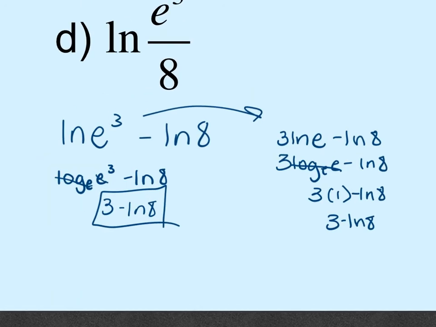So the simplest form of log base e is ln. So if it says simplify and you have log base e, you want to rewrite it as ln.